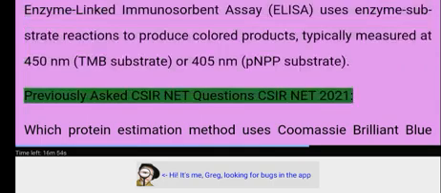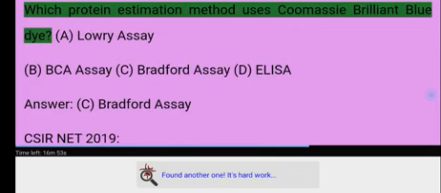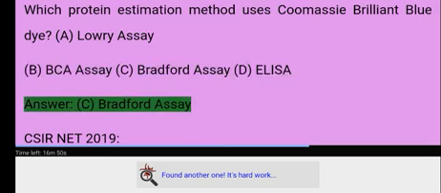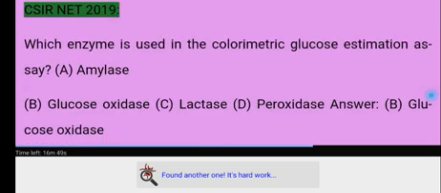405 nanometers for PNPP substrate. Previously asked CSIR-NET question, CSIR-NET 2021. Which protein estimation method uses Coomassie brilliant blue dye? A. Lowry assay. B. BCA assay. C. Bradford assay. D. ELISA. Answer: C. Bradford assay.